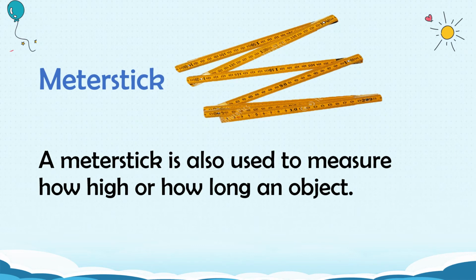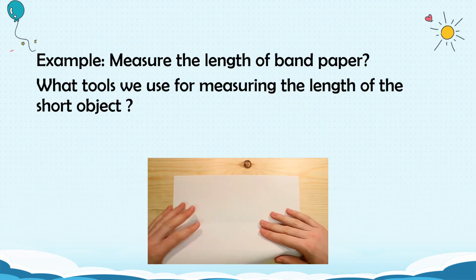So what is a meter stick? A meter stick is also used to measure how high or how long an object is. For example, measure the length of bond paper. What tool do we use for measuring the length of a short object? Very good. We can use the ruler to measure the shorter object.